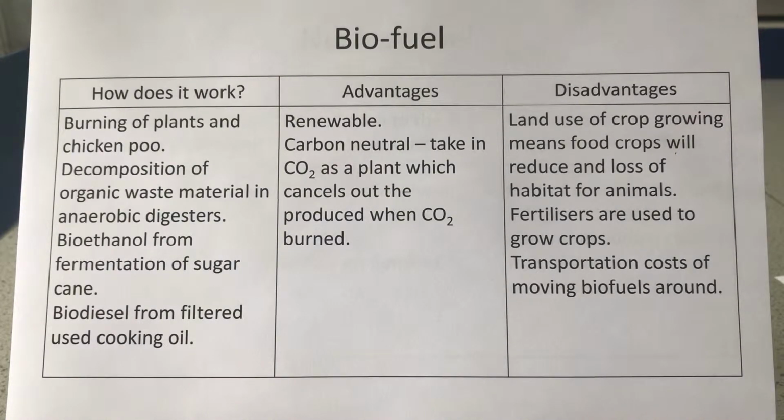So on the back of McDonald's lorries, they say that they use all of their cooking oil as biodiesel, so they filter it and then use it in the transportation of the produce in the trucks. Advantages: renewable. Try not to use renewable as one of your advantages, because it's likely to say in the question that it is renewable already.